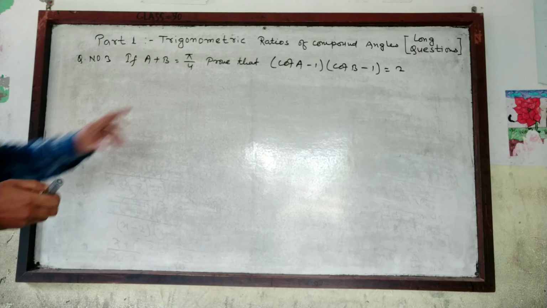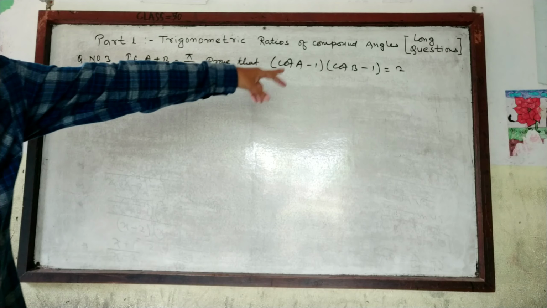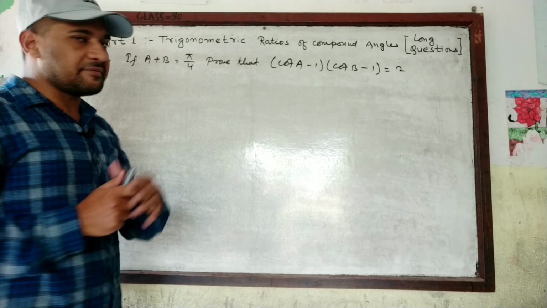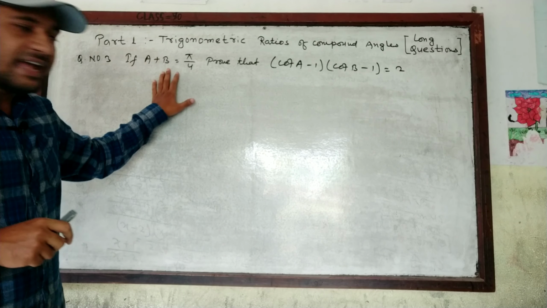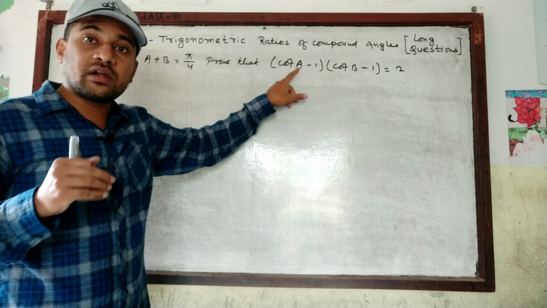If a plus b is equal to pi by 4, prove that (cot a minus 1)(cot b minus 1) is equal to 2. We have to prove this. I told you before, in this type of question, since cot is here, we have to take cot on both sides.